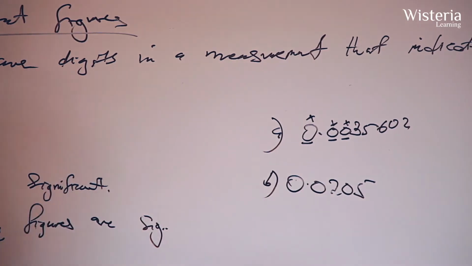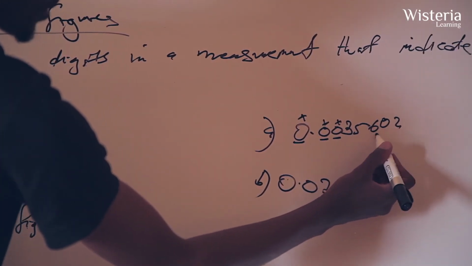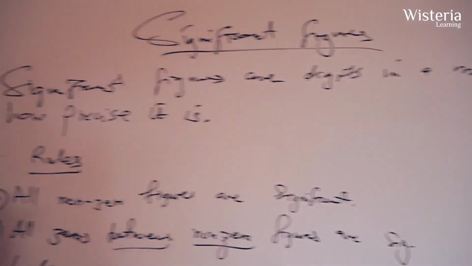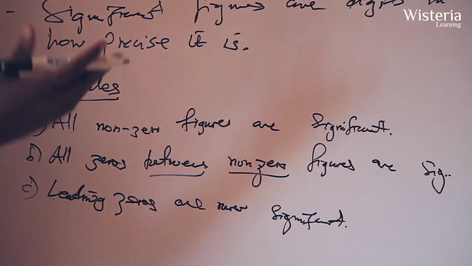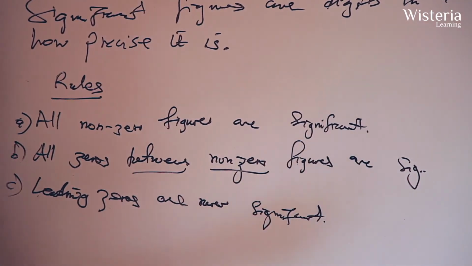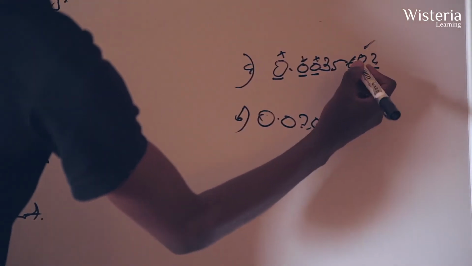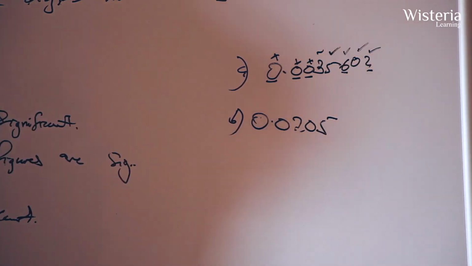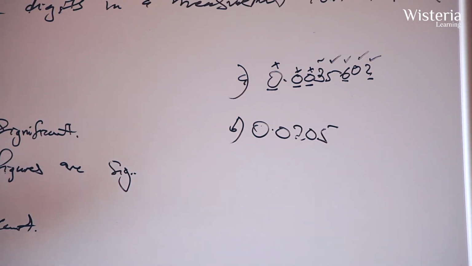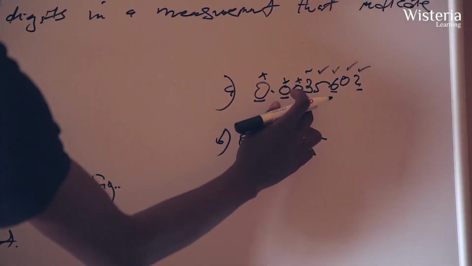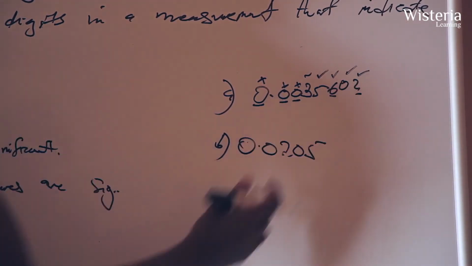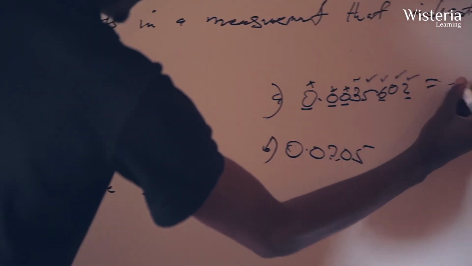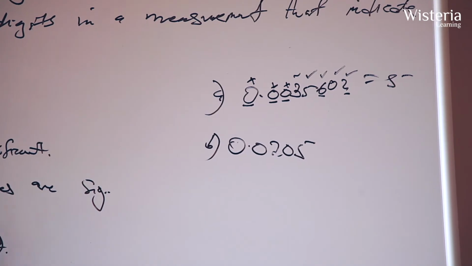But we can say something about this 0 that happens to be between the 6 and the 2. That one, because of rule B, is important. Because it is appearing between the 6 and the 2 that are important. Therefore, we can conclude that in that number we have 3, 5, 6, 0 and the 2 that are significant. So we have 1, 2, 3, 4, 5 significant figures in that number.